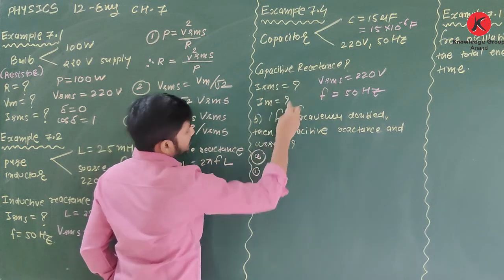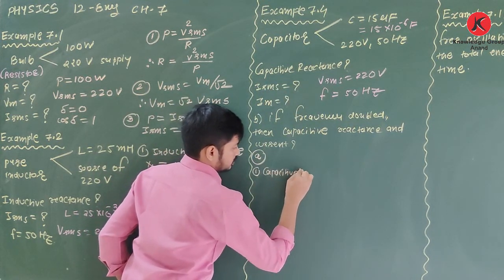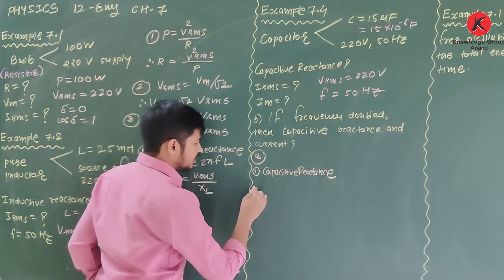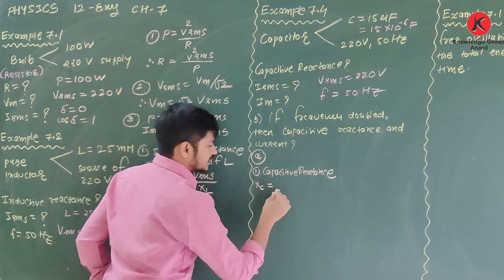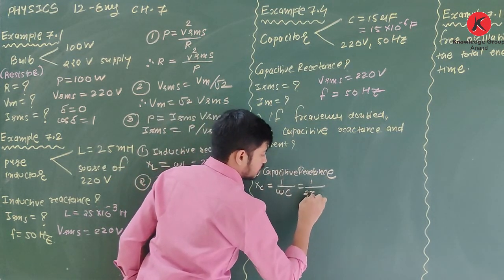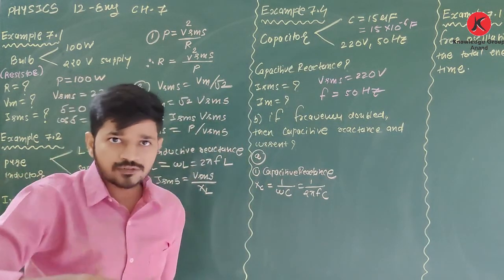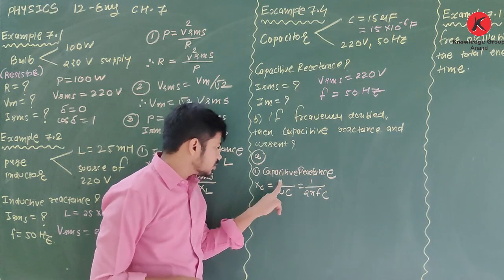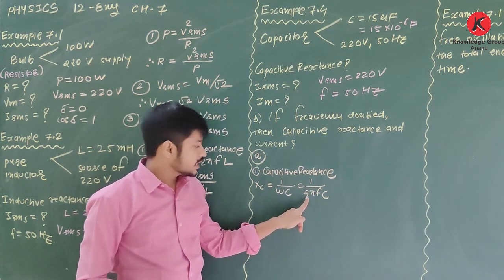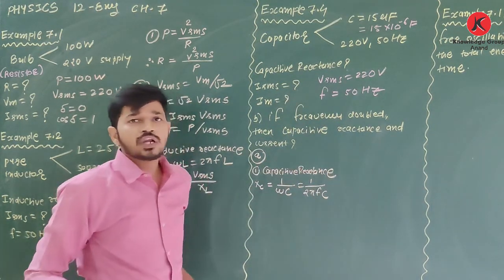First thing you have to find is capacitive reactance. How to find capacitive reactance? Xc is equal to 1 upon omega C, which is equal to 1 upon 2 pi F C. Simple. Pi is given, F is given, C is also given. You have to calculate this.